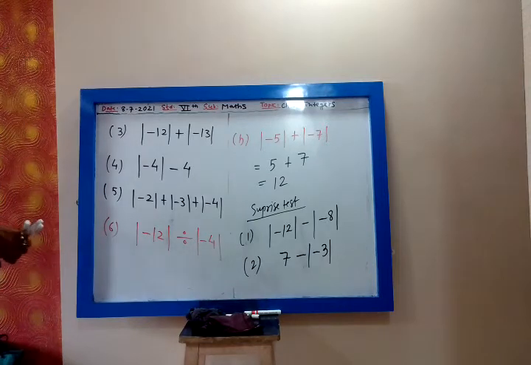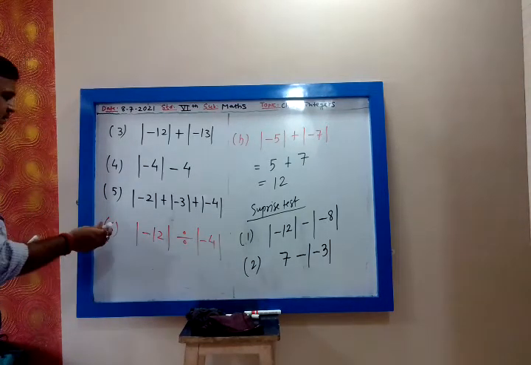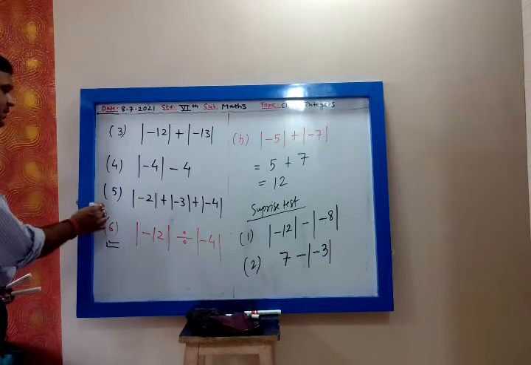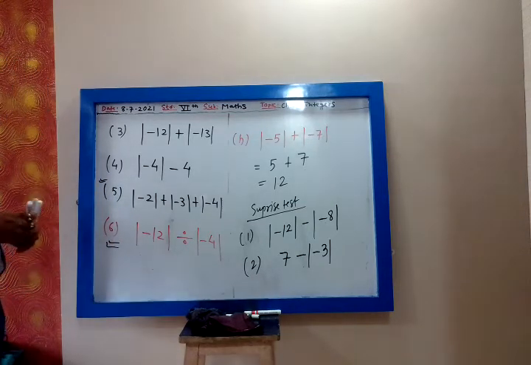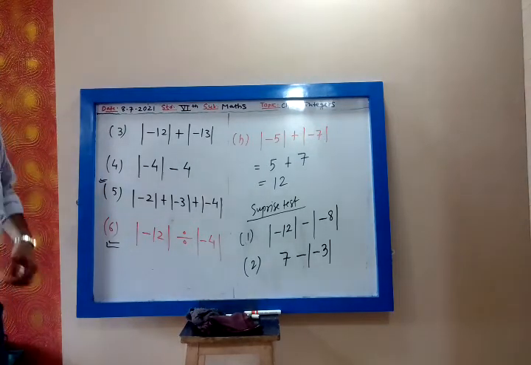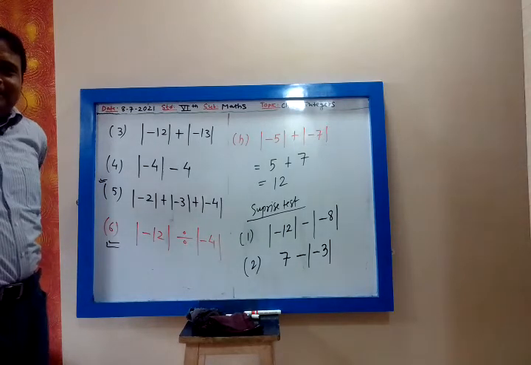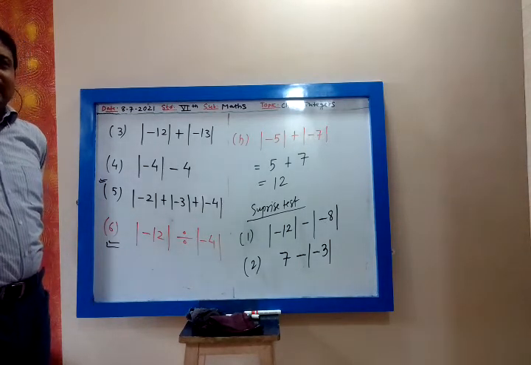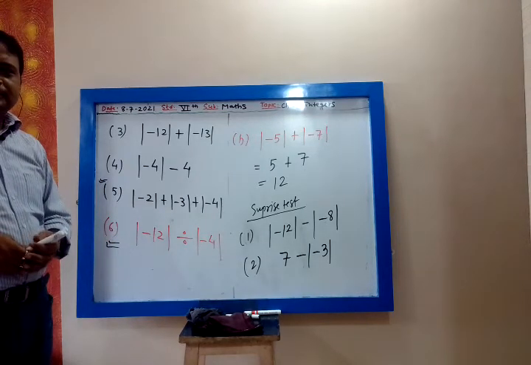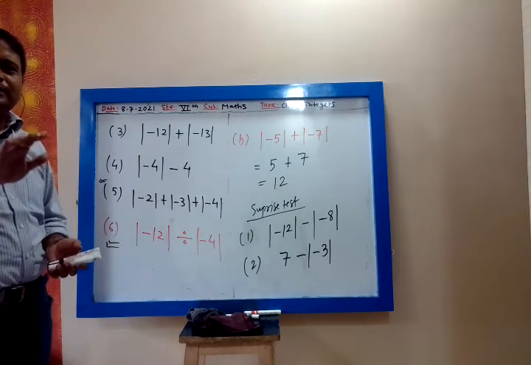Tell me the answer of 6th and 5th. Forget about 1, 2, 3. Tell me the answer of 5th and 6th. 3, absolutely correct. Yes, correct. Solve that. Write down that solution in the notebook.